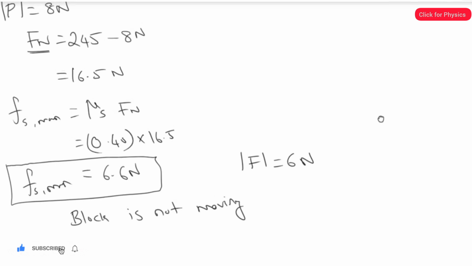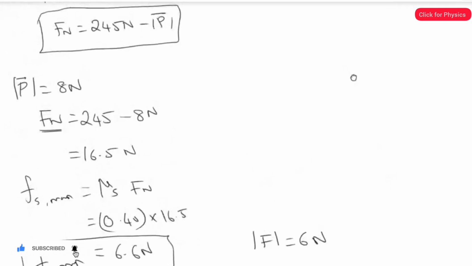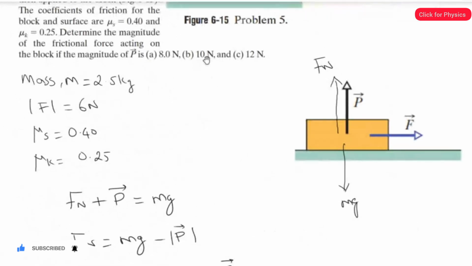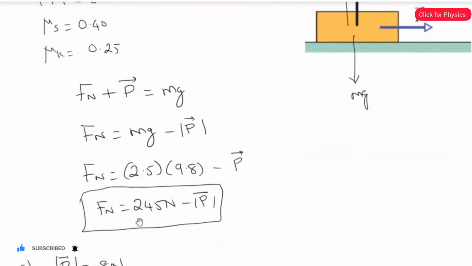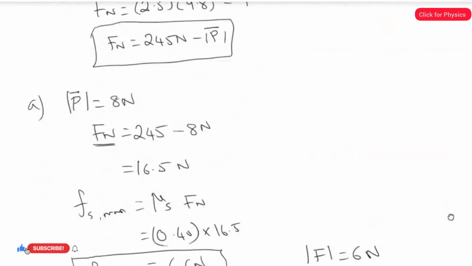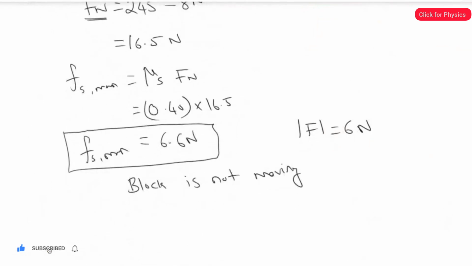Now what we have to do is apply the second value of the vertical force. What is your second force? 10 Newton. So in place of the P vector, we have to apply 10 Newton, because the magnitude of the vertical force is given here as 10 Newton. Now, in the main equation, this is our normal force equation, am I right? I have to apply the value of the P vector again. So let's write the equation one more time, and by that we can see whether the block is moving or not. In the second part, I am going to apply the magnitude of the P vector, which is equal to 10 Newton, in this equation.